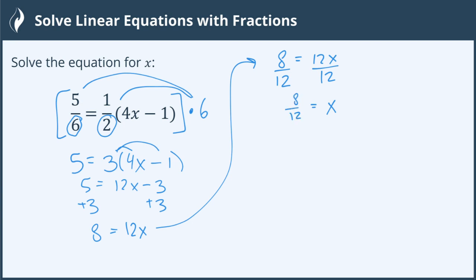Now that is my answer. That's a valid answer. However, it's not fully simplified because I noticed that 8/12 is a fraction that can be reduced. So let's go ahead and reduce it. So I think that I can divide both the top and the bottom by 4. So 8 divided by 4 is 2. 12 divided by 4 is 3. So it looks like 8/12 reduces to 2/3. And we can say that x equals 2/3.